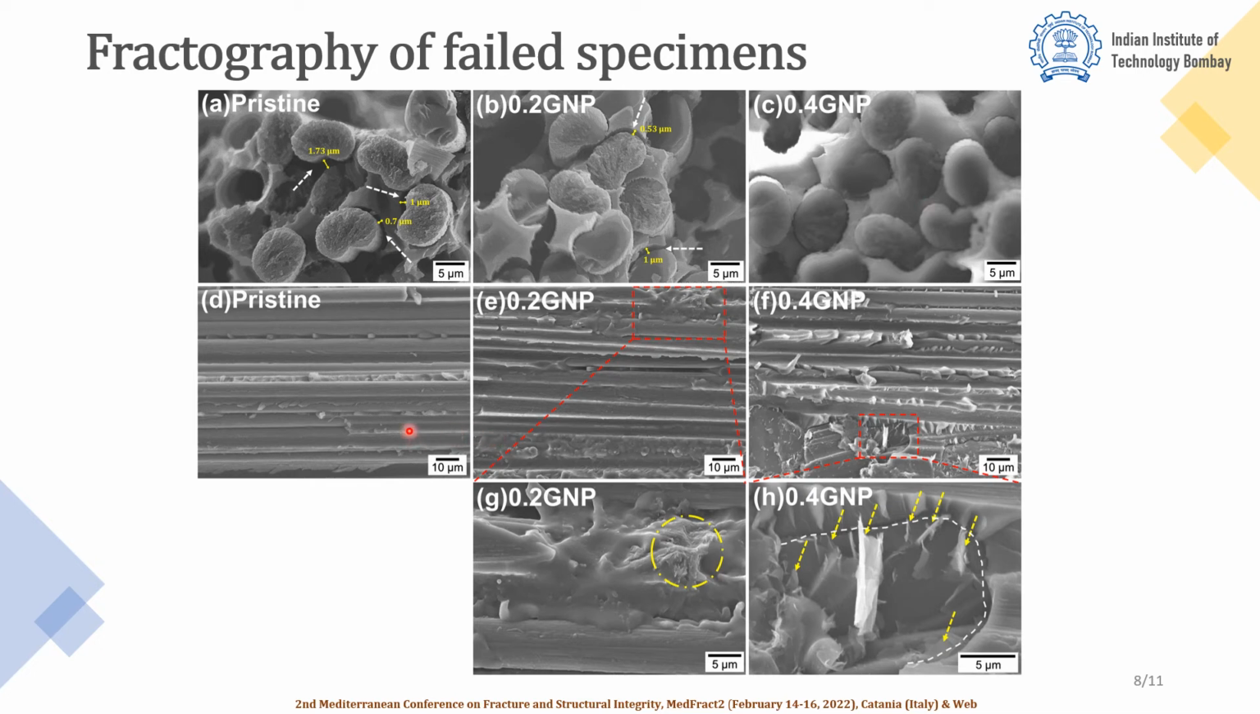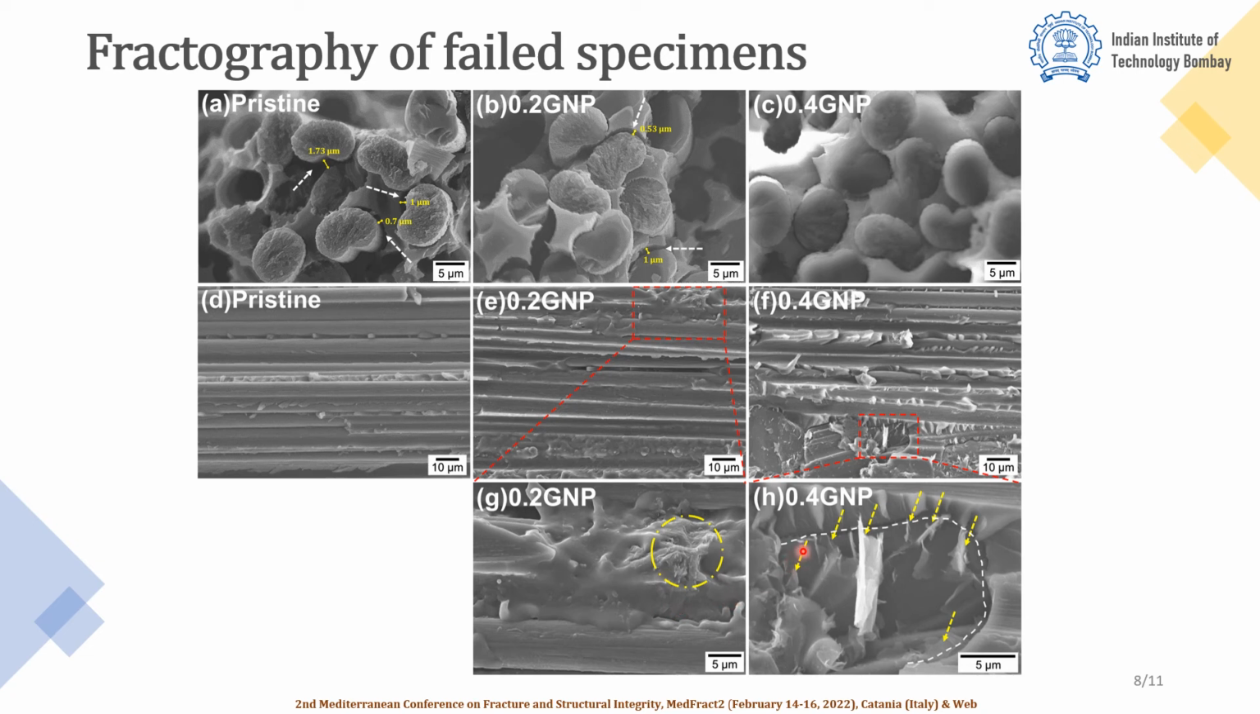Likewise, among the longitudinal fracture surfaces in figures D, E and F, the 0.4 GNP laminate shows the largest amount of epoxy adhered onto the fibers. The presence of GNPs in the 0.2 GNP laminate in figure G can be seen, which are adhered with the epoxy.